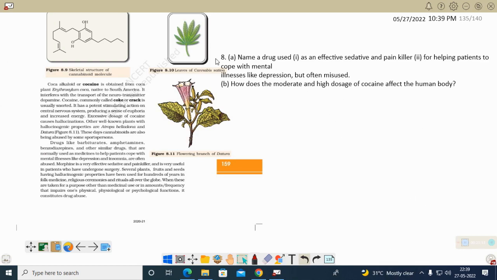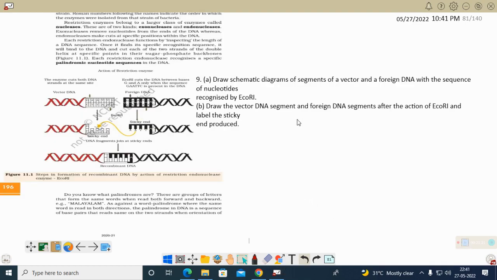Okay, so the A question carries 1.5 marks, and the B question also carries 1.5 marks. This is also a 3-mark question, the 9th question. Draw a schematic diagram of a segment of a vector and a foreign DNA with the sequence of nucleotides recognized by EcoRI. So here the vector DNA is given exactly like that in our textbook.